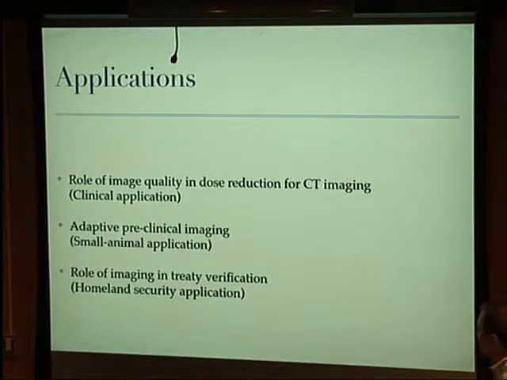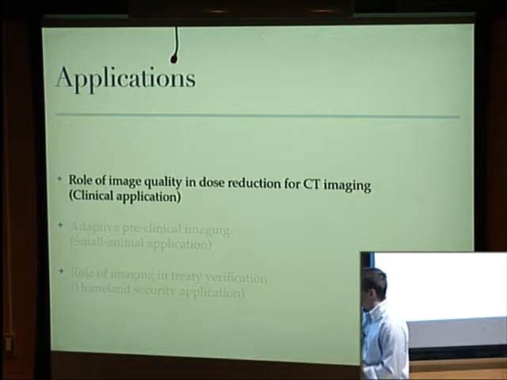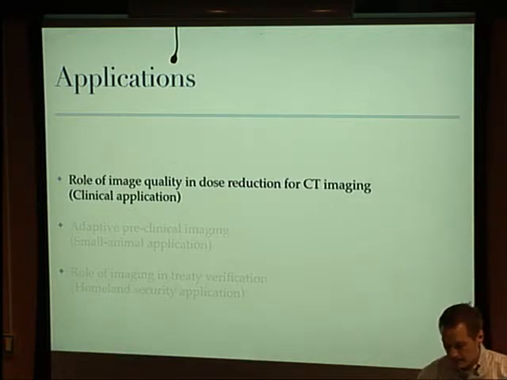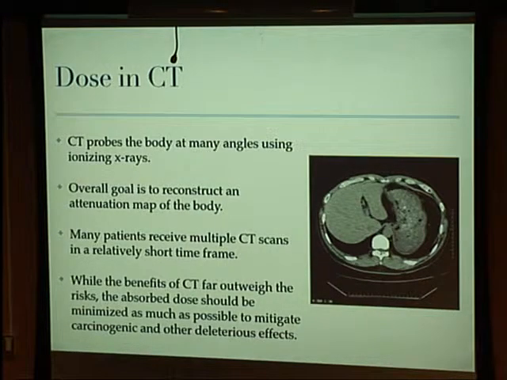Okay, so on to this first one, the role of image quality in dose reduction for CT. For those of you who don't know what CT is, some people call it a CAT scan, but basically you're probing the body at many angles using ionizing X-rays. So instead of producing a planar image, like you get with a chest radiograph or imaging a broken bone, with CT you're imaging the patient at numerous angles surrounding their body, and often as they traverse through the bore of this system. And usually the overall goal is to reconstruct some sort of attenuation map or average attenuation map of the body.